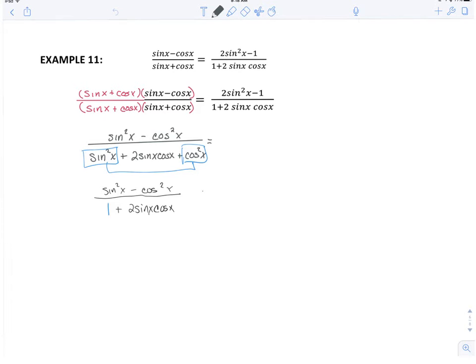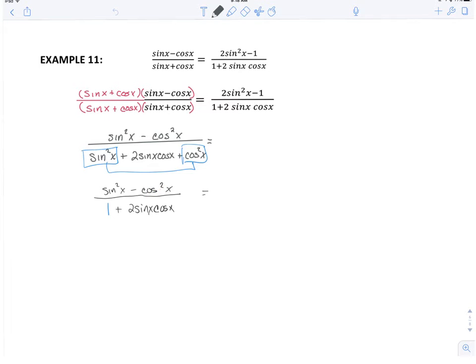So at this stage you take a look at what's on the left side over here and you compare it to where we're headed, which is the right side. And you look at the denominators, 1 plus 2 sine x cosine x, 1 plus 2 sine x cosine x. That's a really good indicator that we are very close to being finished. The only problem is the numerator is sine squared minus cosine squared, and up here we have 2 sine squared minus 1. So this cosine squared seems to be the guy that needs to go.